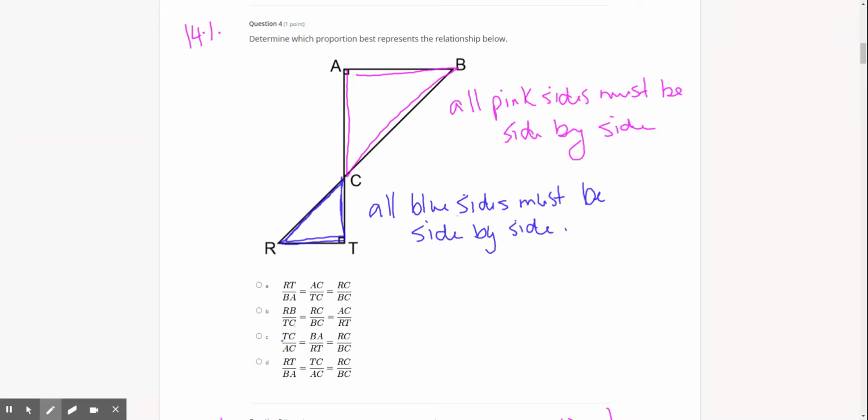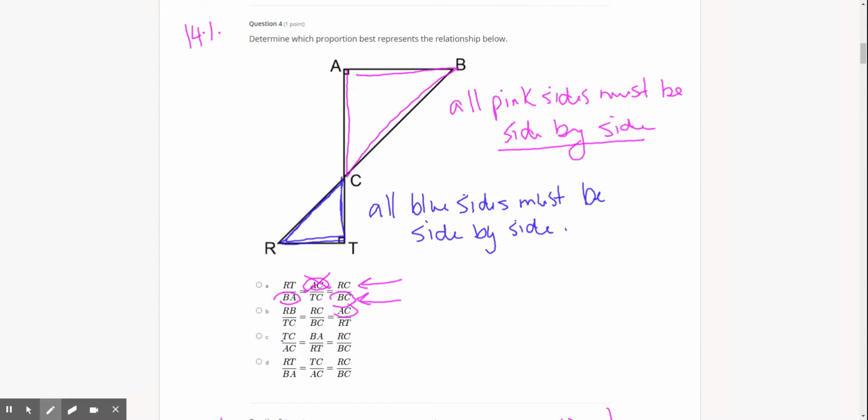All of the pink sides have to be straight across, either in the numerator or the denominator. So what I mean is all of those in the numerator have to be A, B's, or C's, or all of these in the denominators have to be A, B's, and C's. So I've got BA down at the bottom, and I've got AC at the top, and I've got BC at the bottom. So are they all side by side? Are they all either in the numerator or the denominator? Or is one stuck in the wrong place? One's in the wrong place, so we can't use that one.